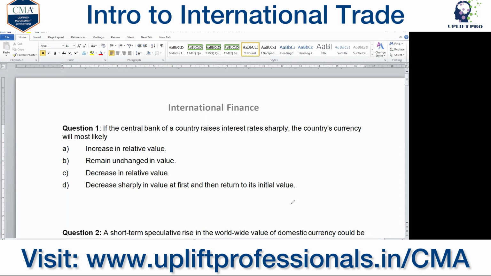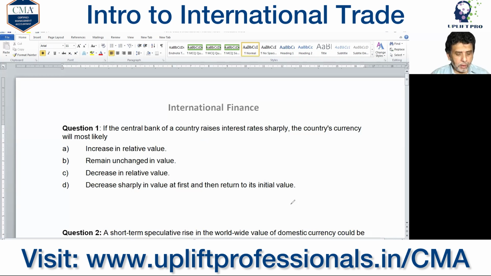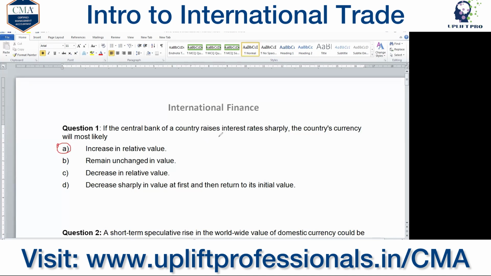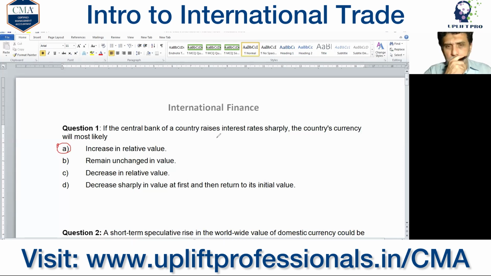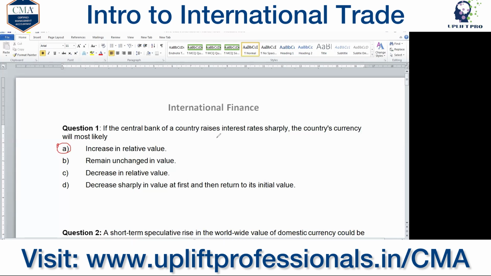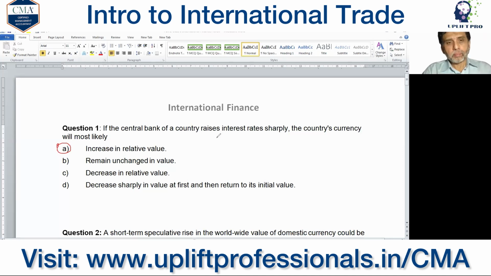Option A, sir. Option A is correct. Why? Pooja, explain. Sir, because a higher interest rate attracts foreign capital, which increases demand for the currency, and locally this impacts the currency, yes sir, appreciation.